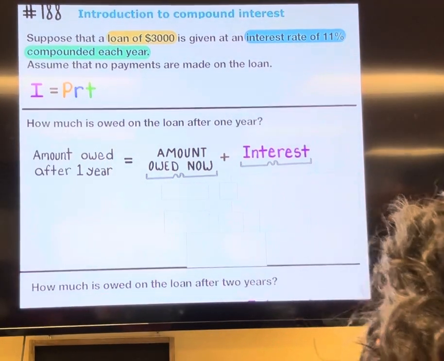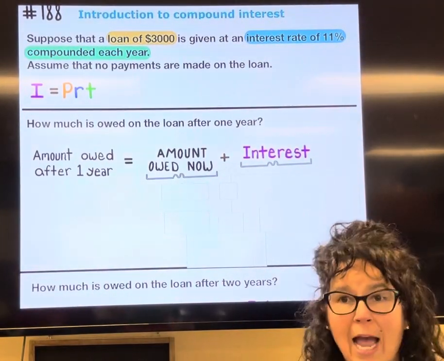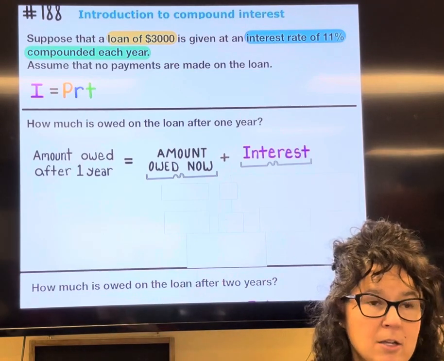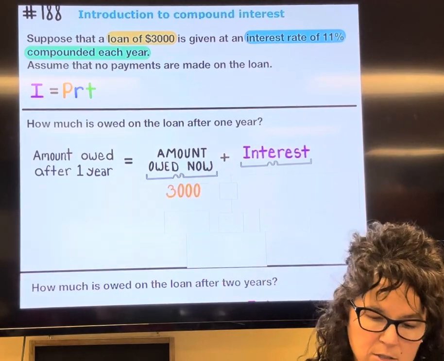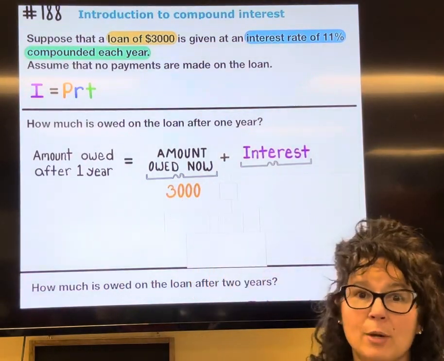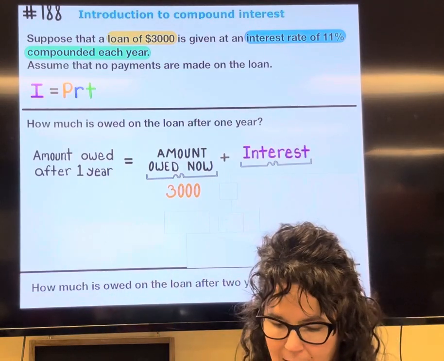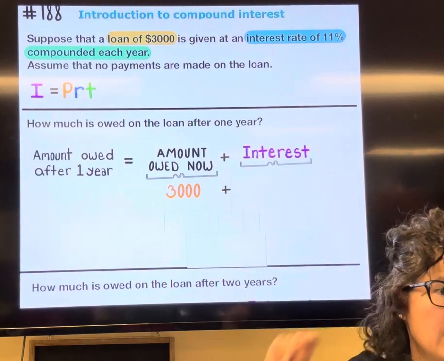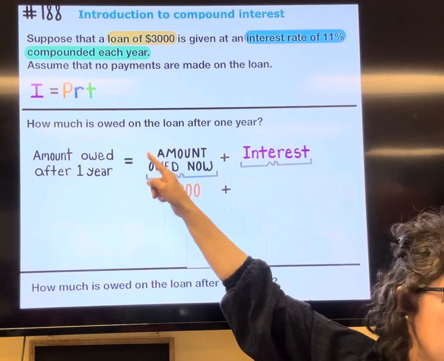Now, we want to know how much money am I going to owe after 1 year goes by and I haven't paid anything. So I'm obviously going to owe the $3,000 because I have borrowed $3,000. But in addition to that, how much interest are we going to owe? Now to find interest, it's principal times rate times time.